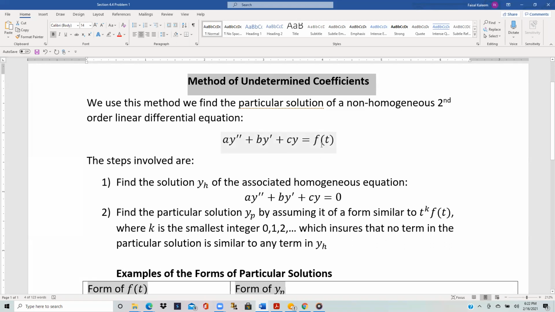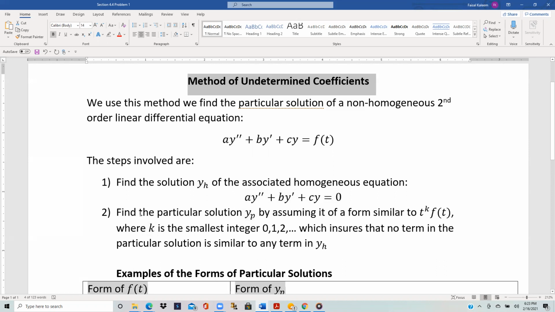So in general, if the right-hand side is not zero, but a function of x, then that's a non-homogeneous second order linear differential equation if it has this form. So the steps involved in solving such an equation are: we first find the solution yh of the associated homogeneous equation, where we just rewrite this equation and have the right-hand side zero. And then we solve this homogeneous equation by the methods which we learned in the previous two sections.